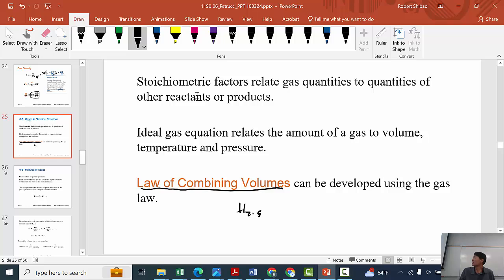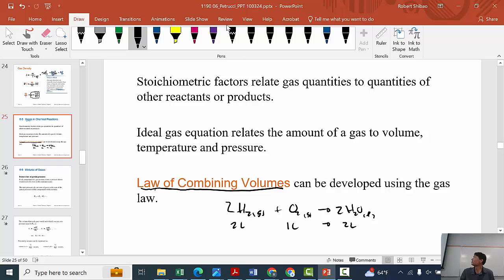So for example, if I have H2 gas, I'll need 2 of those plus an O2 gas, 1 of those. And I'm going to get 2 H2O liquids. Normally, water we'll write down as a liquid here. And so the law of combining volumes says this. Let's say I have 2 liters of hydrogen gas. How many liters of oxygen gas would I need? 1 liter. And how many liters of H2O liquid would I form?